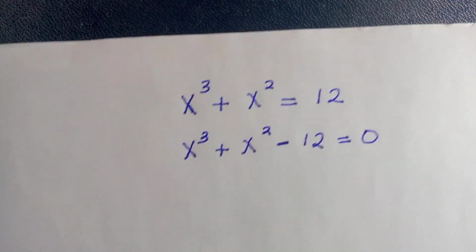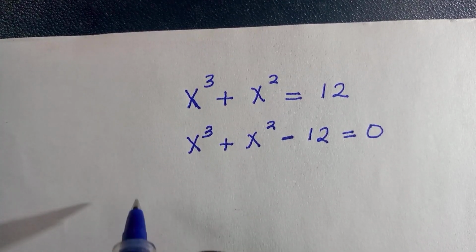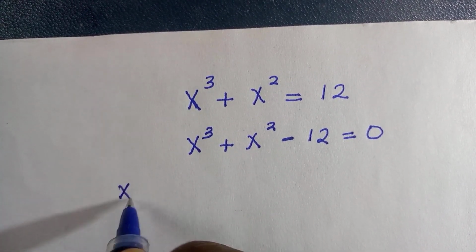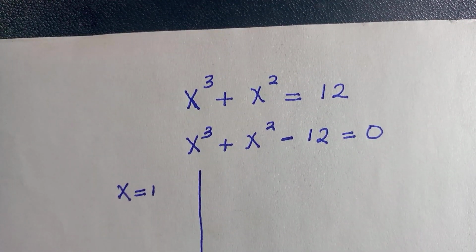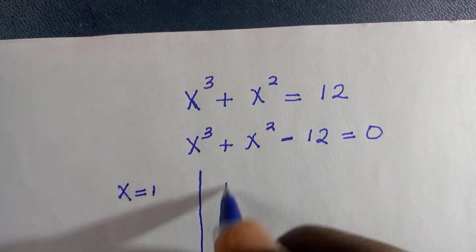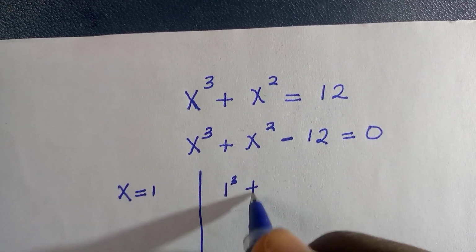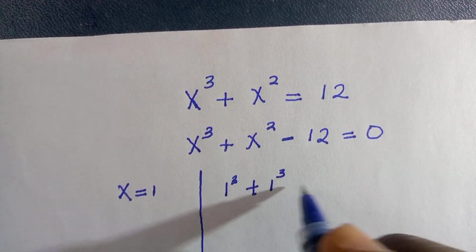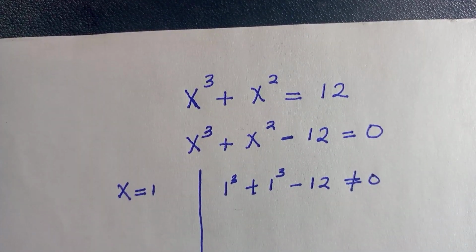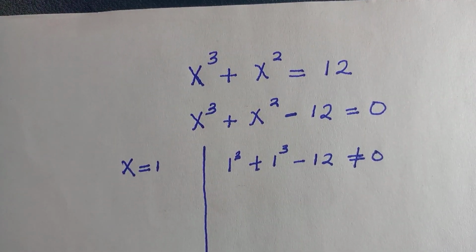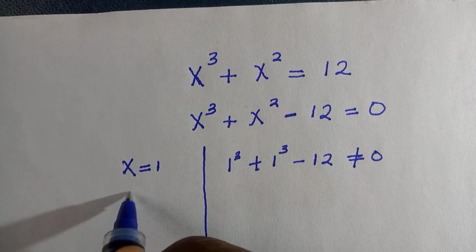And from this question, you can assume some root of it. Let's say at x equals to 1. By putting the value of 1 in this equation, we are going to have x raised to power 3 plus 1 raised to power of 2 minus 12, which is not equals to 0. Alright, so when this is not equal to 0, which means x equals to 1 does not satisfy.